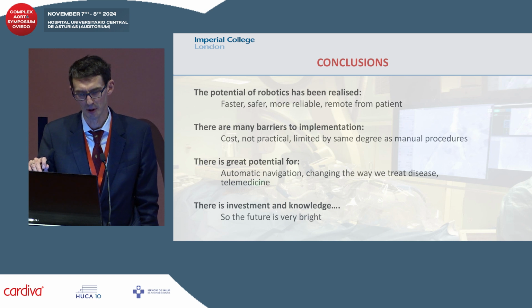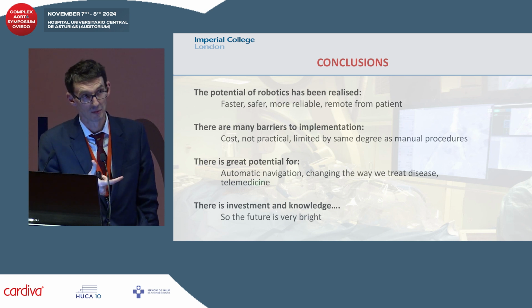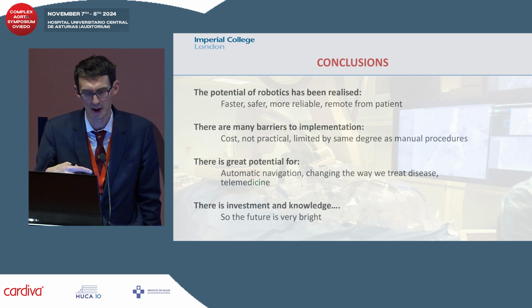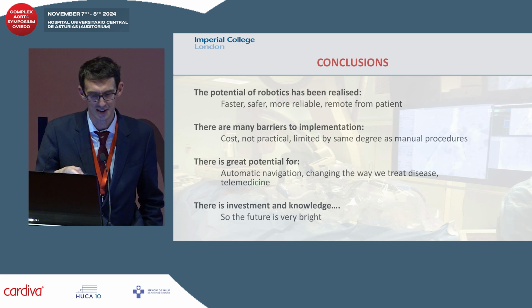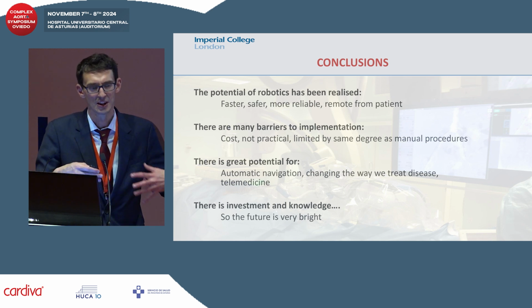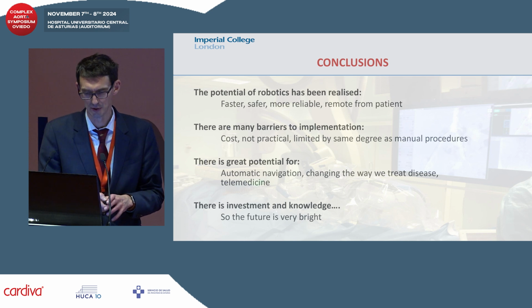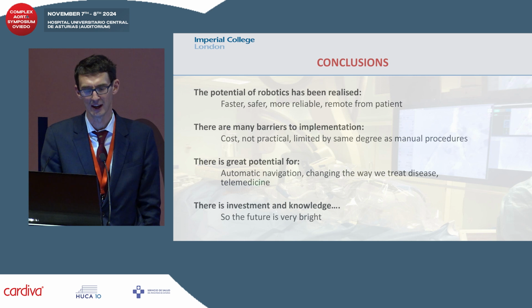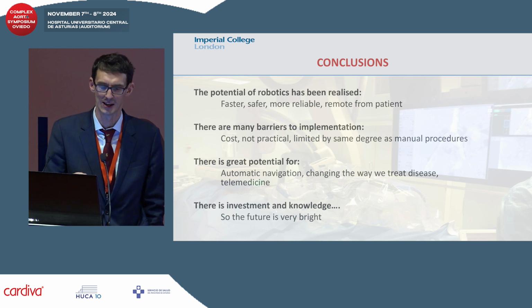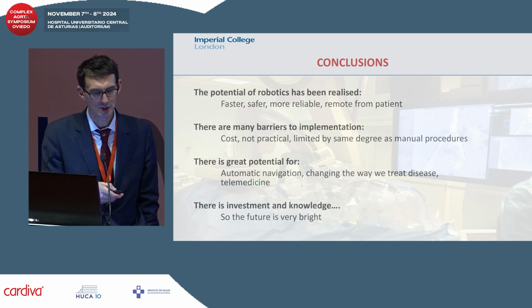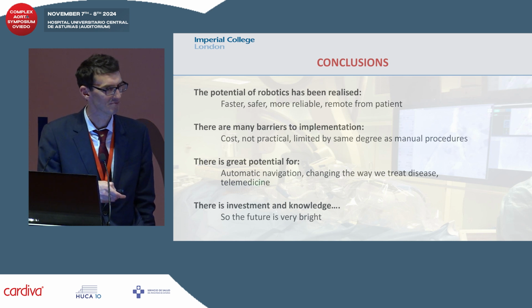So I think the potential of robotics has been realised. I think we've shown in models and in humans that it's faster, safer, more reliable and remote from the patients, and others have done telemedicine procedures in different countries. But there's many barriers, of course, to implementation, and that's kind of halting the clinical development at the moment. There's a lot of potential, though, for automatic navigation, changing the way we treat disease and telemedicine. And there is investment and there is knowledge. So I think your jobs are safe, but the future is very bright. Thank you very much.